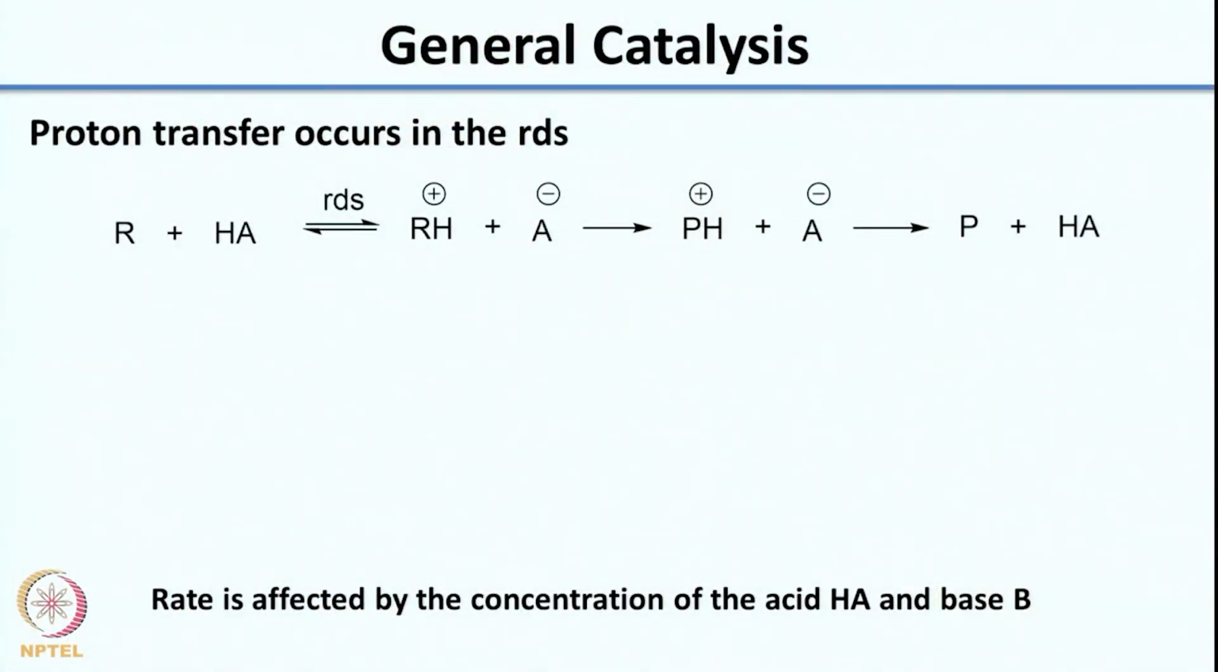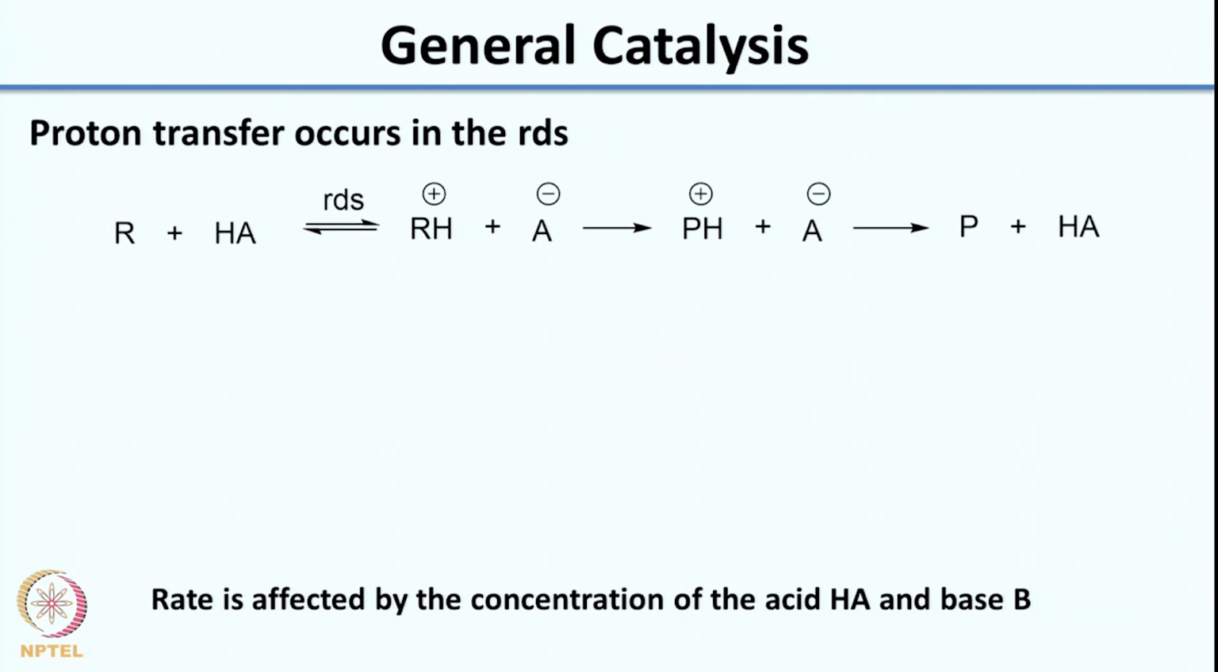So now let us move on to general acid and general base catalysis. In general acid catalysis, what you must remember is that the proton transfer occurs in the rate determining step, not before, in the rate determining step. So that is what general acid catalysis is. Shown here is a very simplified version of the general acid catalysis equation. You will have R plus HA, which is the rate determining step, to give you RH plus and A minus, which will then give you PH plus and then P, and then HA is generated.